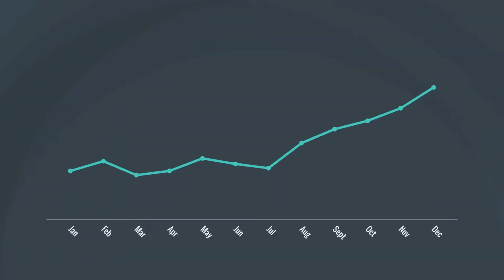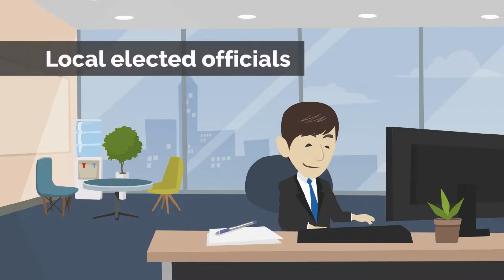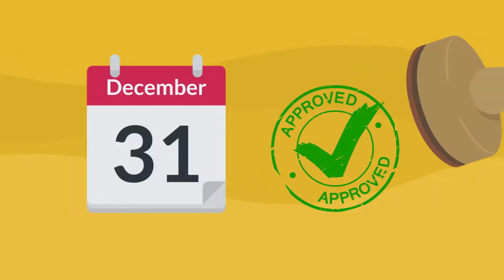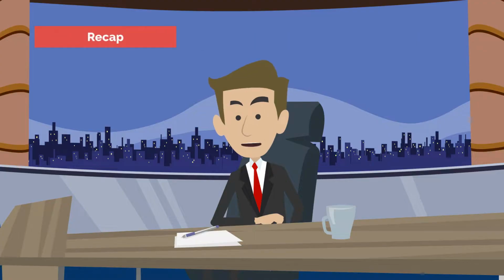Any changes to the budget are reviewed publicly with your local elected officials who approve the final budget by December of each year. Okay, so what did we learn? Let's recap.